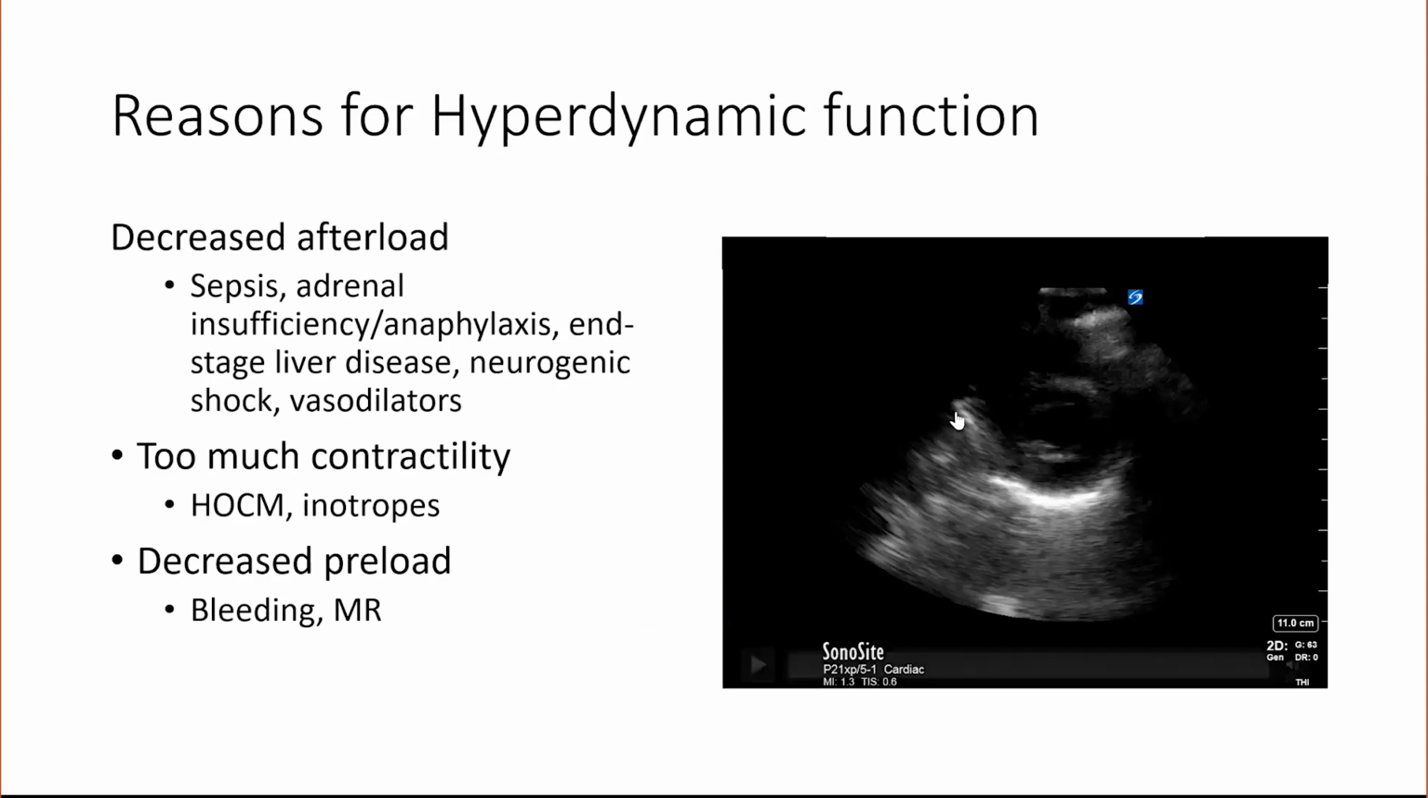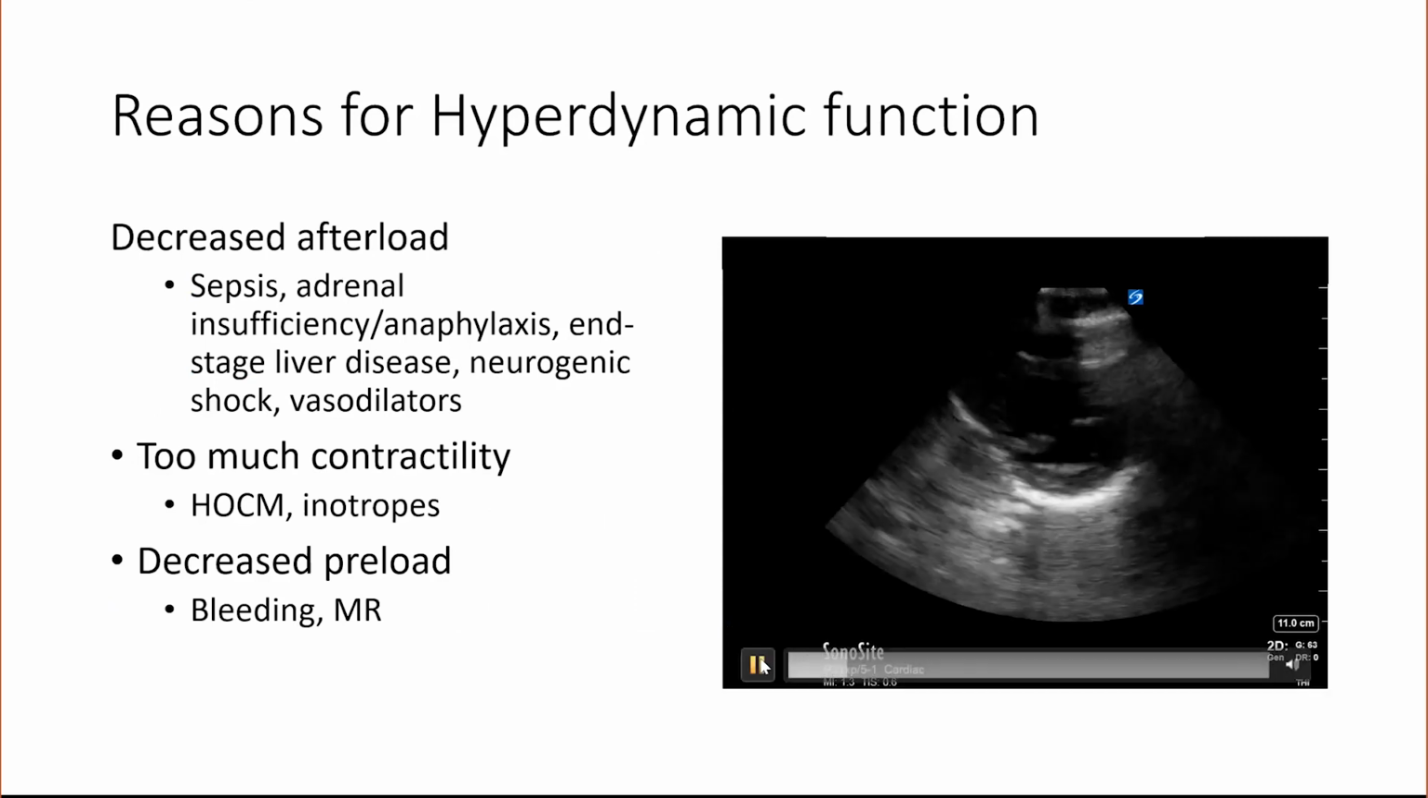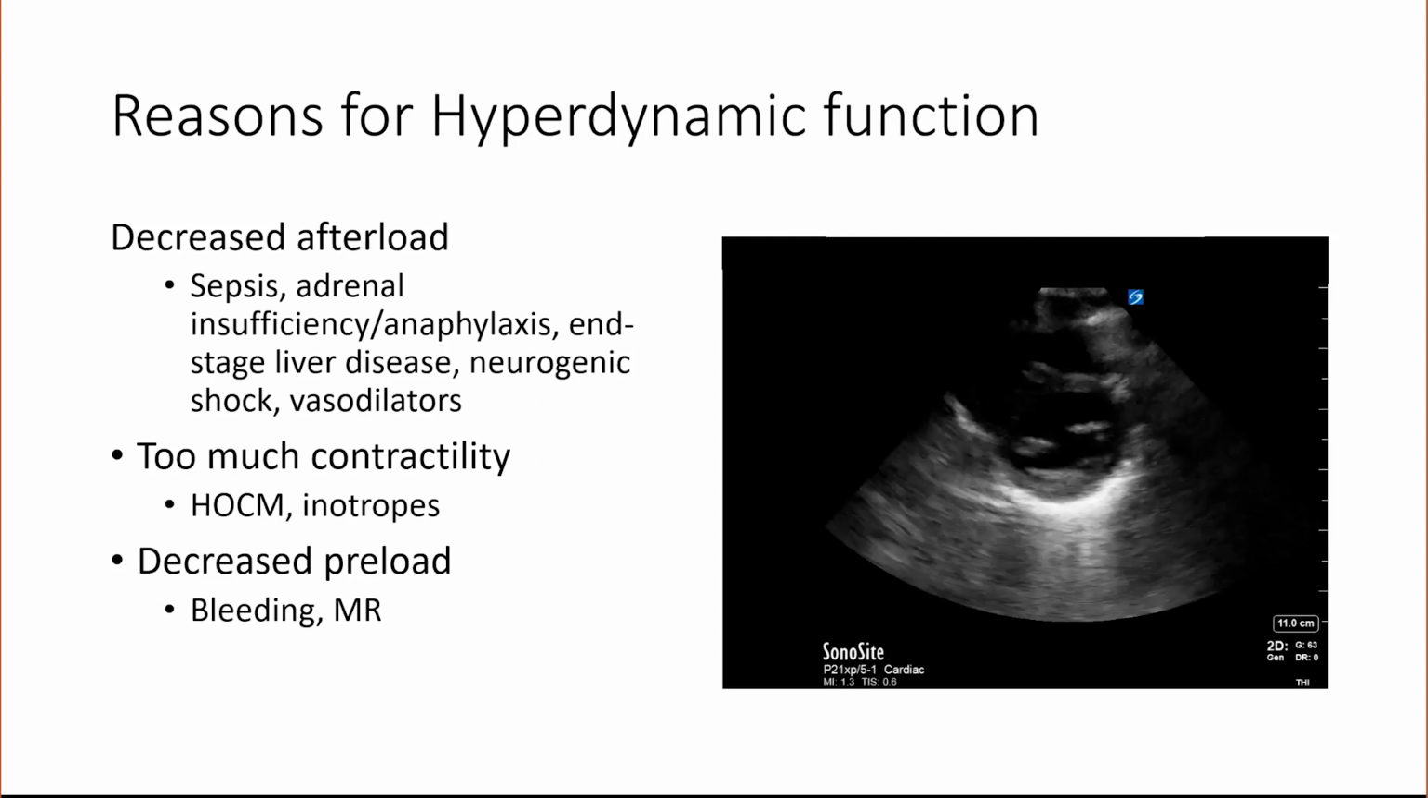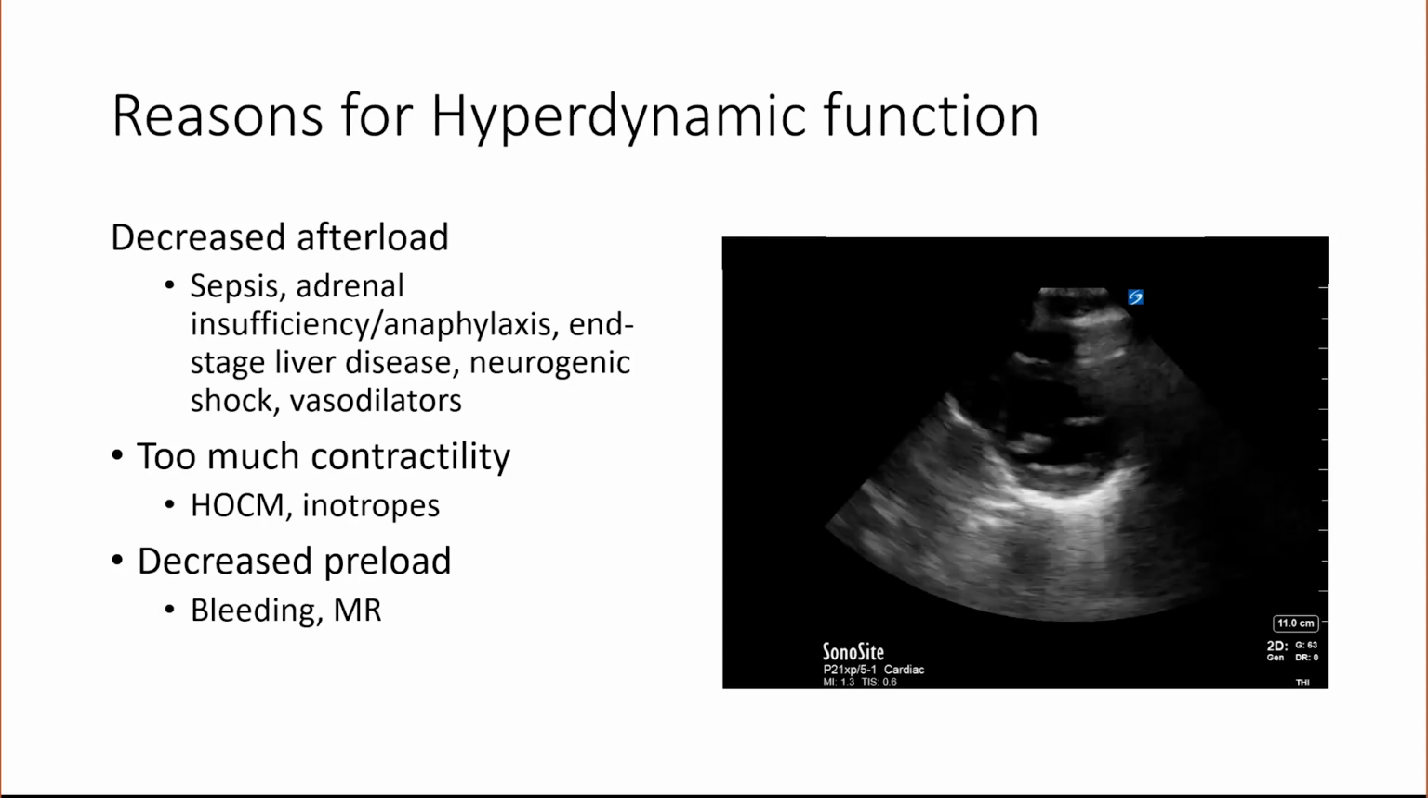Okay, hyperdynamic function. So this is what would be called a hyperdynamic function. Now, again, as we talked earlier, hyperdynamic function can be just because of too much contractility. So use of inotropes can do it. Hypertrophic cardiomyopathy can do it. But in a non-cardiac patient, sometimes just sepsis or anything that causes a decreased afterload can make the heart function look like this, and also decreased preload, bleeding, mitral regurgitation, they can also cause function to look hyperdynamic.